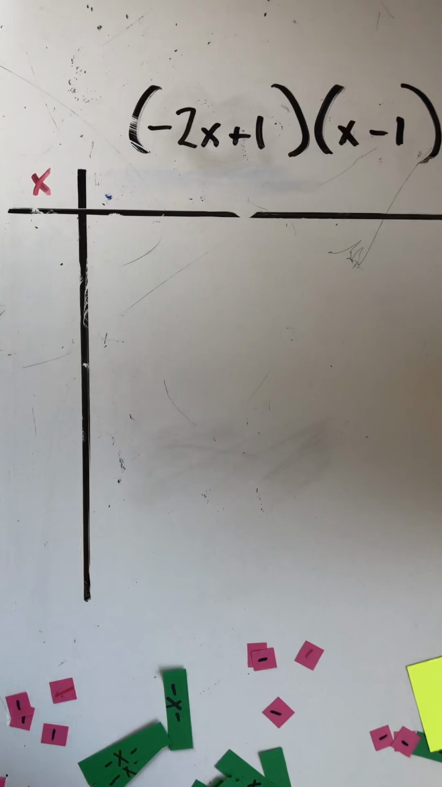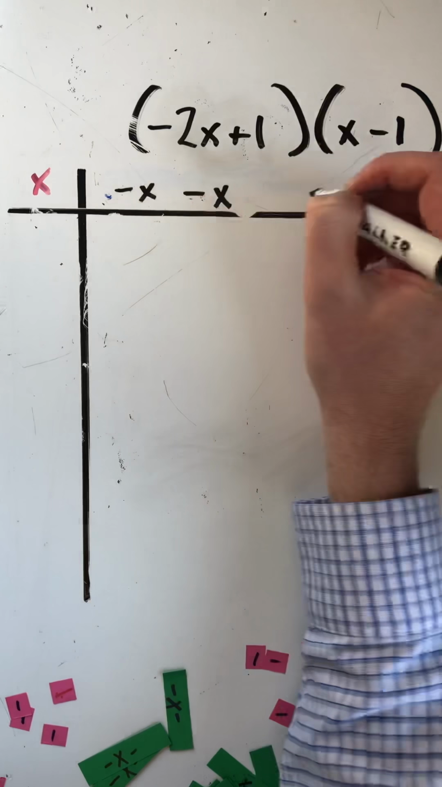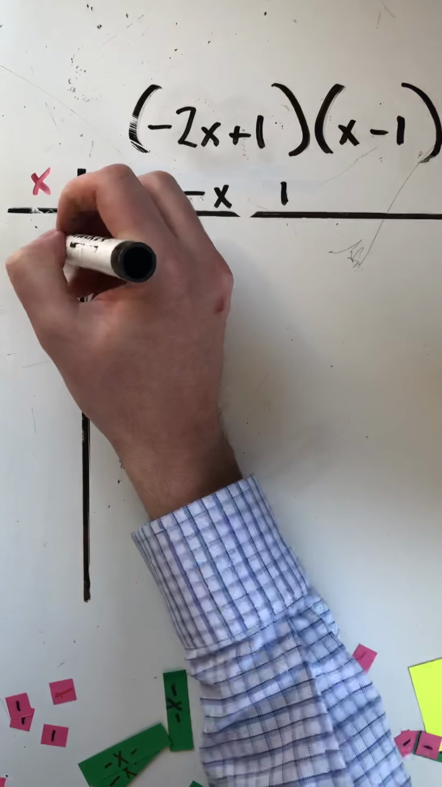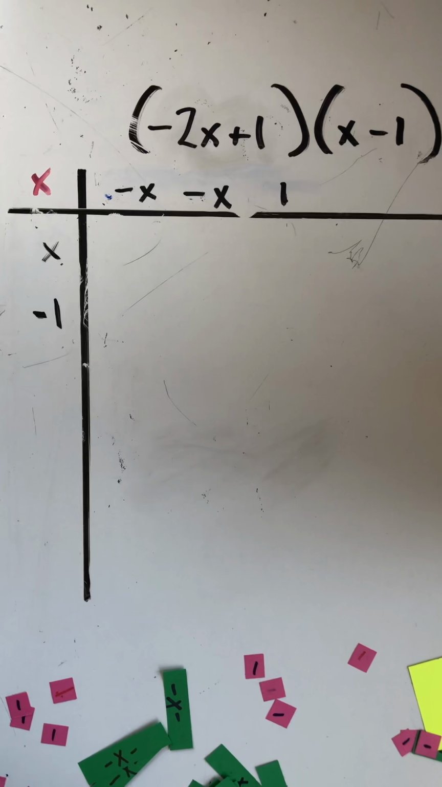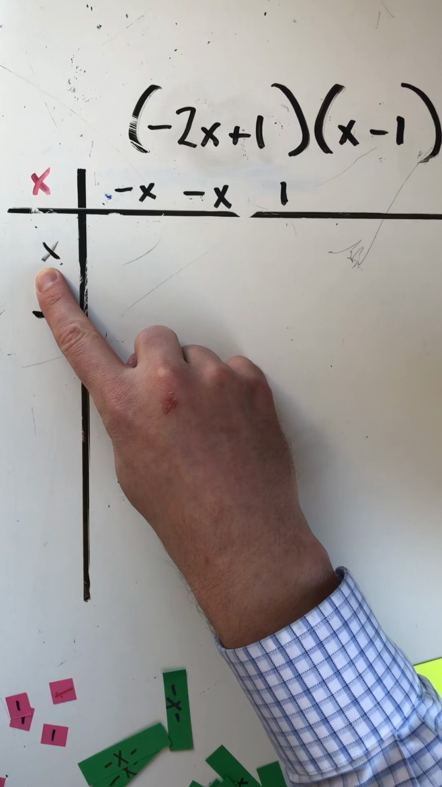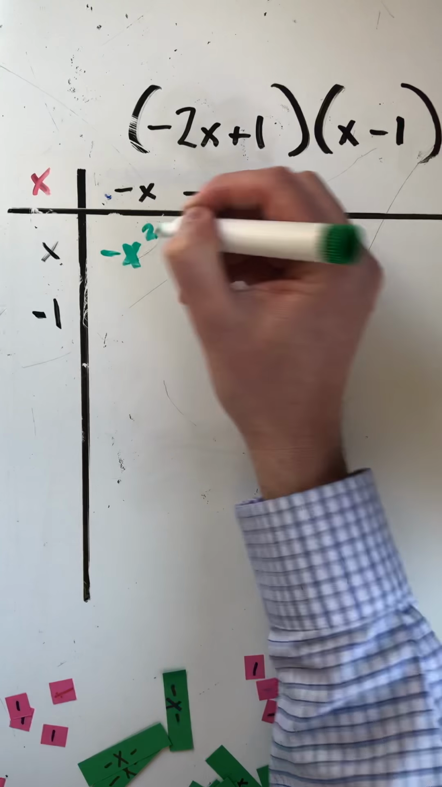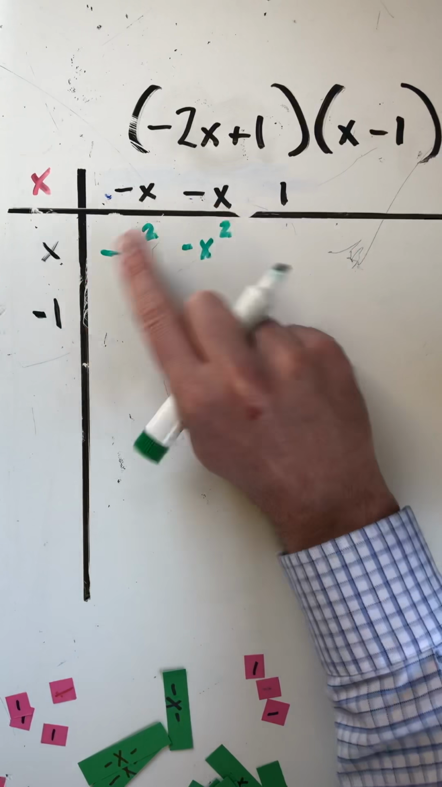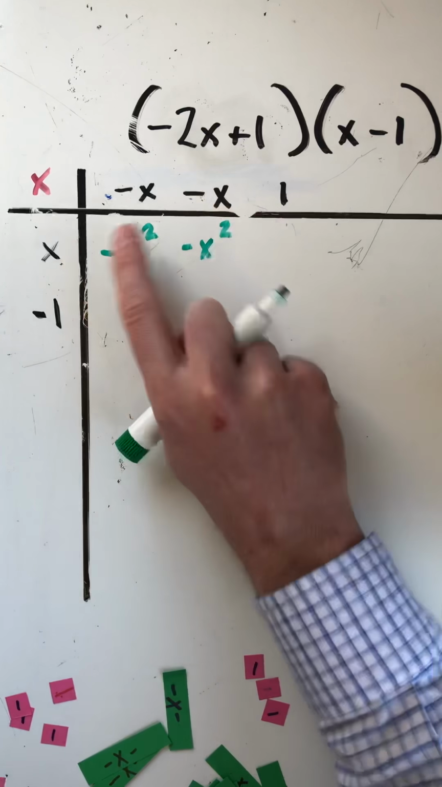So, here we go. I have a negative x, I have a negative x, and I have a positive 1. Over here I have a positive x and a negative 1. A negative x times x, negative x squared. Negative x times x is negative x squared because I'm multiplying a negative by a positive, so I know the answer is going to be negative, and I know x times x is x squared.